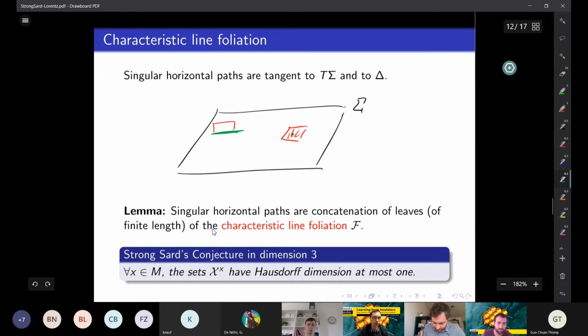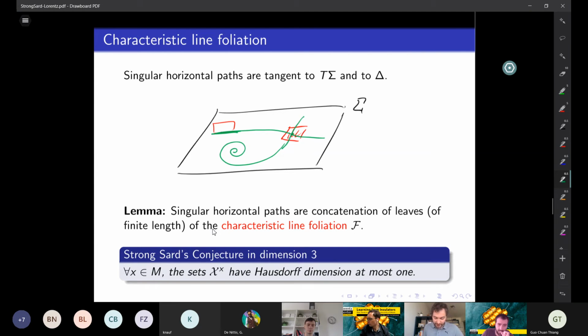So you have the situation that, for example, you have something like this, or it may even happen something like this, just as before. Okay. And the lemma here is that the singular horizontal paths are concatenations of leaves of finite length of this characteristic line foliation. So now the problem becomes to study concatenations of leaves of this line foliation, always with the special case of the oscillation, because in the case of oscillation, initially it seems very bad for the Sard conjecture, but if we are able to show that the length is infinite, then it's okay.